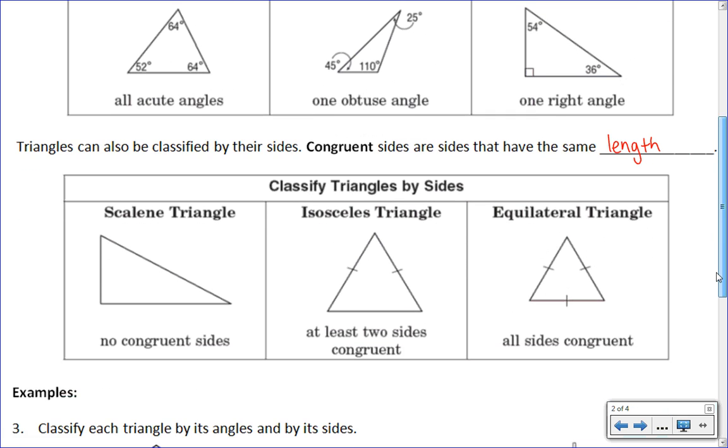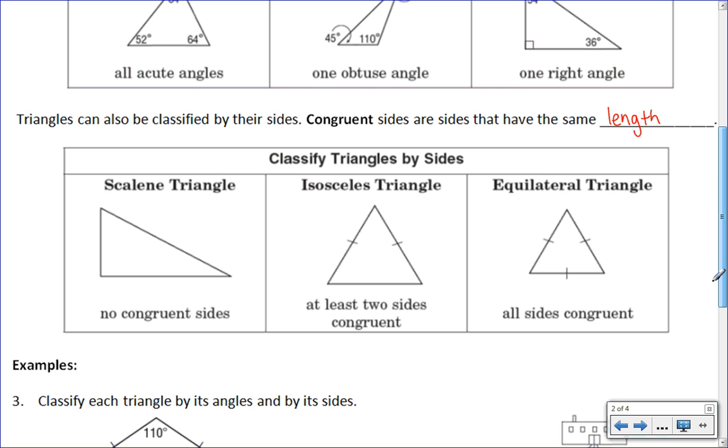So we see our 3 types of triangles classified by sides this time. A scalene triangle is one that has no congruent sides. These are all different lengths. An isosceles triangle has at least 2 congruent sides. And an equilateral triangle has all sides congruent.